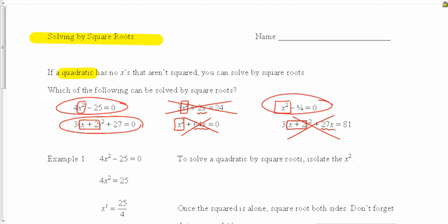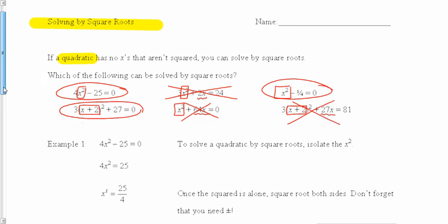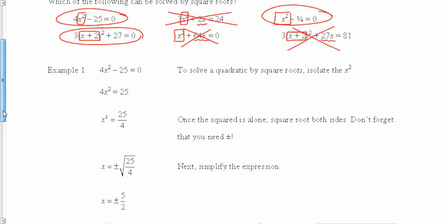One of the important things about solving quadratics is realizing which method will work. The only way we can solve using square roots is if we only have squareds. We don't have any x's that aren't squared. All right, so let's look at an example of actually solving a square root problem.